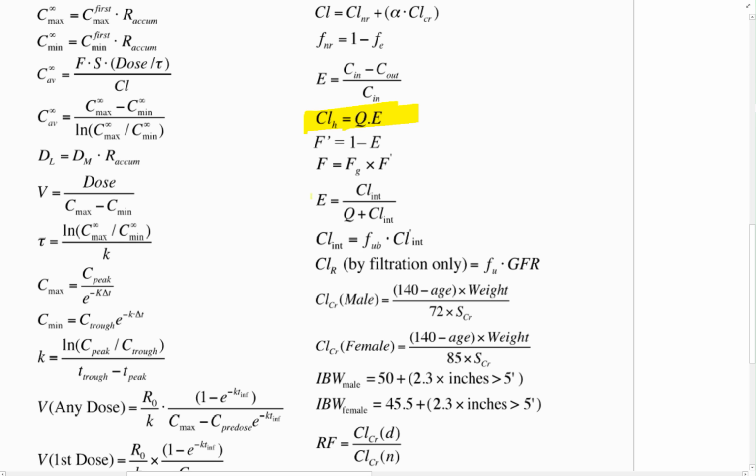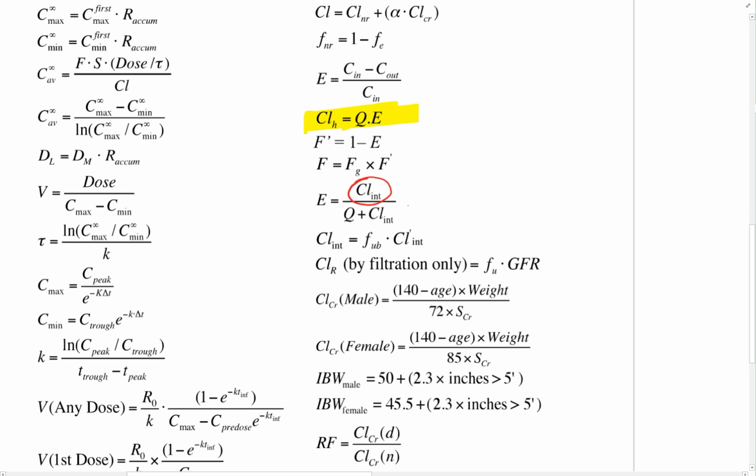This is the equation we have to use. Ladies and gentlemen, this is the equation we have to use to calculate. Here in this equation sheet, the question is asking to calculate CLINT, the hepatic intrinsic clearance. For this you have to do some manipulation, and the equation is going to be like that.